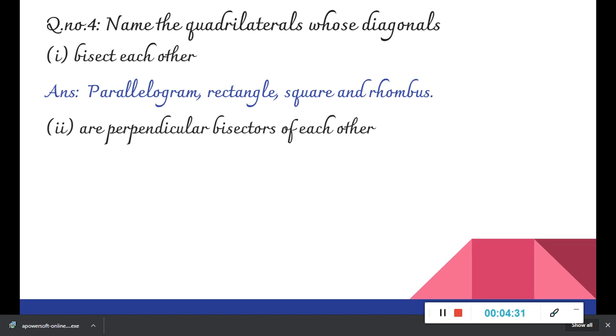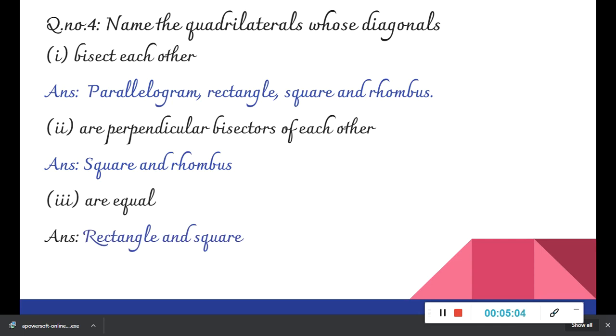Name the quadrilaterals whose diagonals are perpendicular bisectors of each other. In the first one it is bisecting each other, but in the second question the diagonals are perpendicular bisectors of each other. So what is the answer? Square and rhombus. Perpendicular bisector means they form a right angle in between. Isn't it? Now, whose diagonals are equal. Name the quadrilaterals whose diagonals are equal. Rectangle and square have equal diagonals. They bisect each other and their diagonals are also equal.